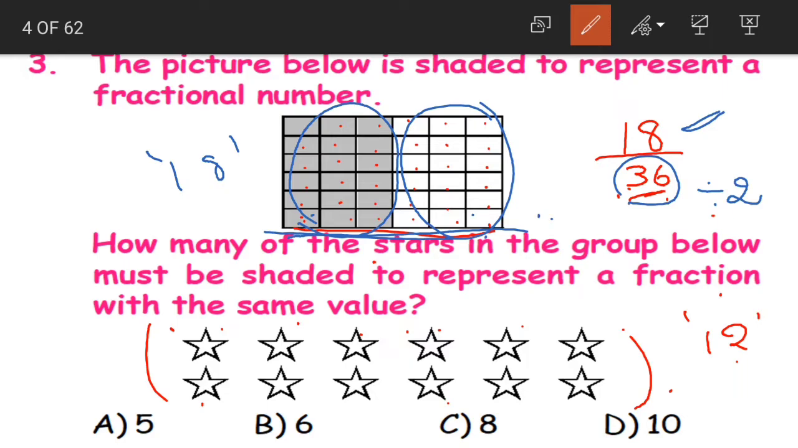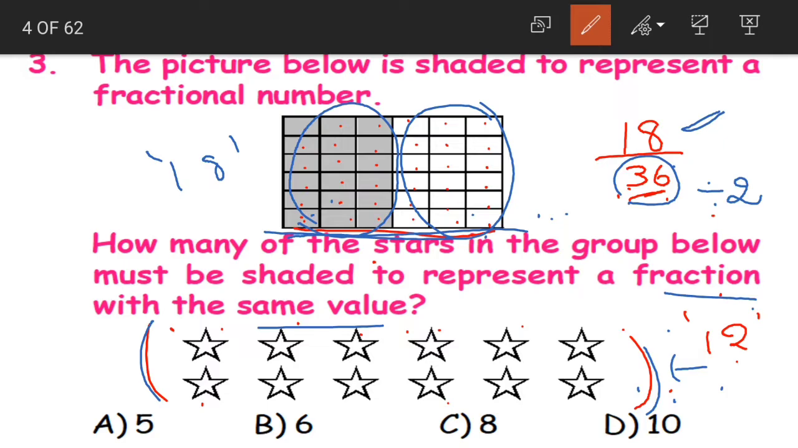Yes, so in the same way here, from the total number of stars, we need to shade half of the stars. Understood children? We do not need the exact fraction to be represented here. We need to represent a fraction with the same value. What is the value here? That half of the boxes are shaded. So in the same way, in the stars also, half of the stars are to be shaded children. Okay, it is not the exact fraction, it's just the fraction with the same value.